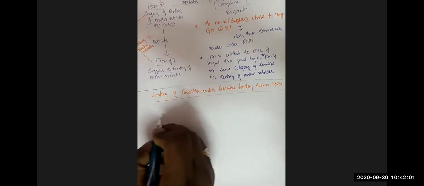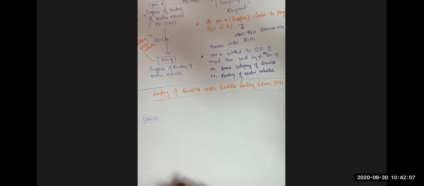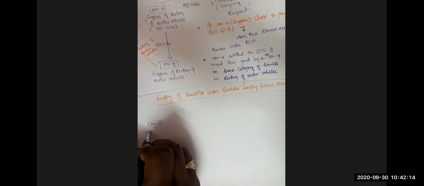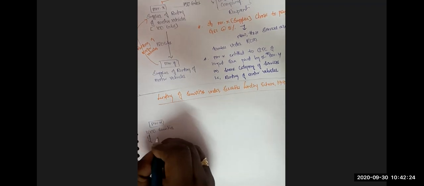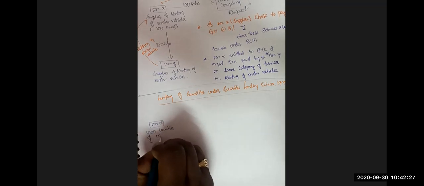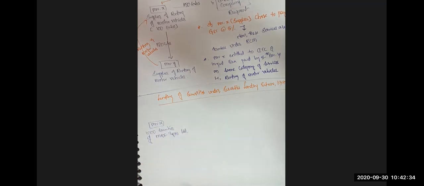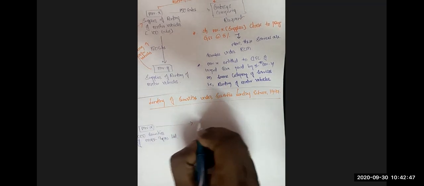Let's take an example. Mr. X holding 1000 securities of, let us take an example of, MRF Tires Limited, Madras Rubber Factory. Now these securities are registered with an approved intermediary.